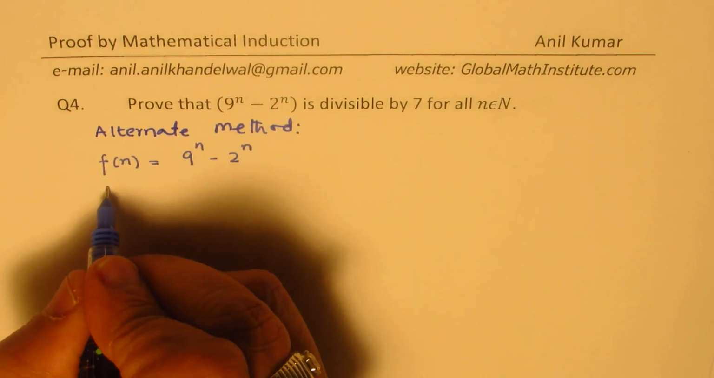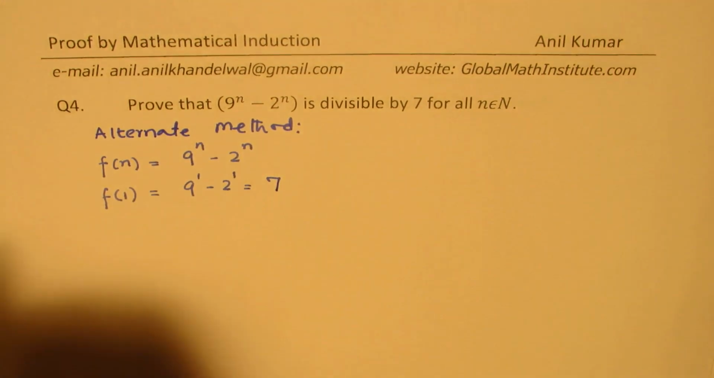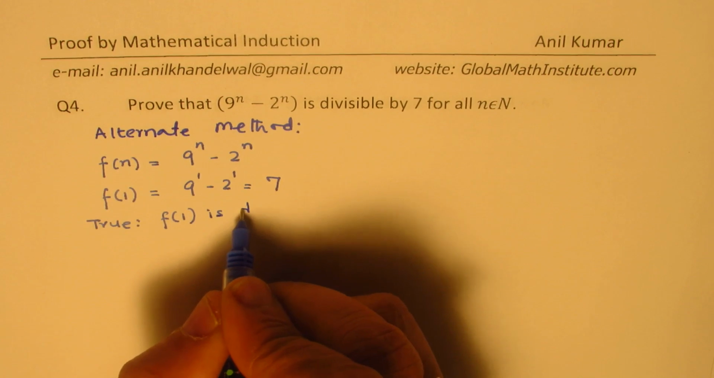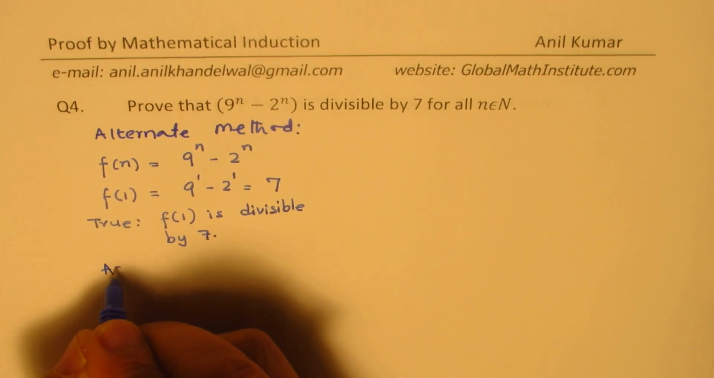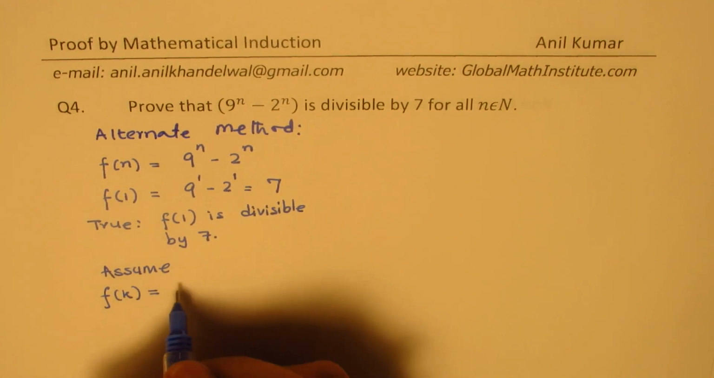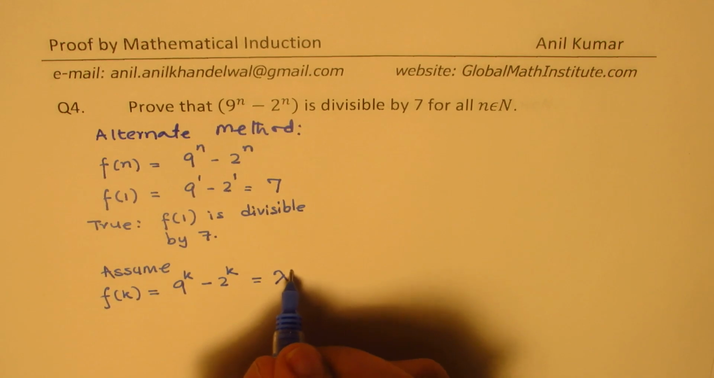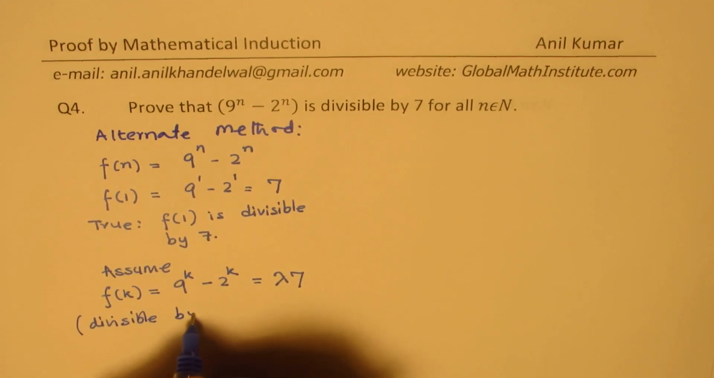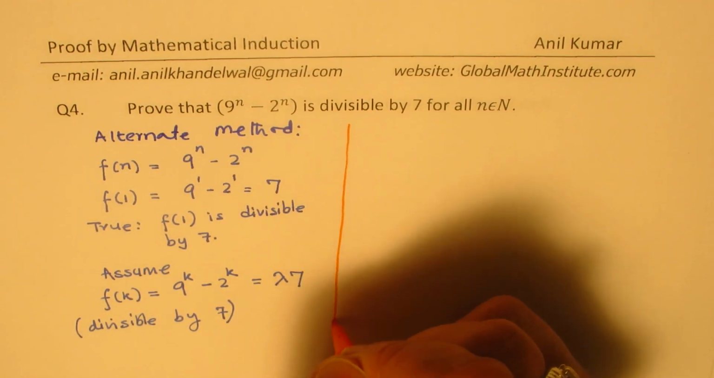When we use the method of induction, we can write f(1) as equal to 9 to the power of 1 minus 2 to the power of 1, which is definitely 7. So it is true that f(1) is divisible by 7. Now we are going to assume that f(k) is also divisible by 7, which is 9 to the power of k minus 2 to the power of k equals some lambda, a parameter, times 7. So it is divisible by 7, right? So that is the assumption. So now we need to prove that f(k+1) is divisible by 7, right?